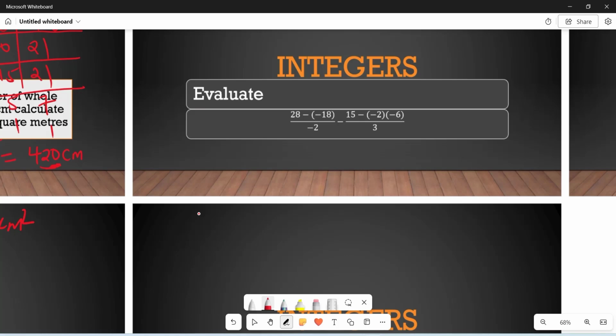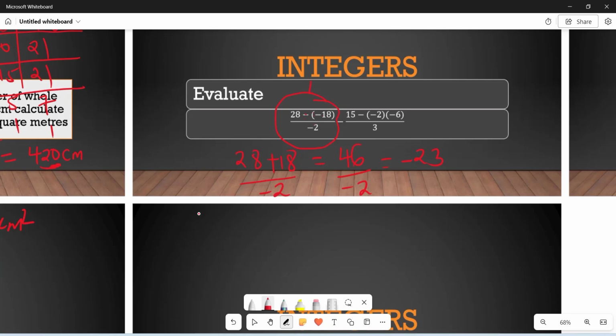This question is to evaluate these numbers. We are going to apply the rules of integers. Now first of all, we deal with this part. A bracket stands for multiplication, and negative multiplied by negative is positive. Therefore we have 28 plus 18 divided by negative 2, which is the same as 28 plus 18, which is 46. If you divide by negative 2, that gives us negative 23.